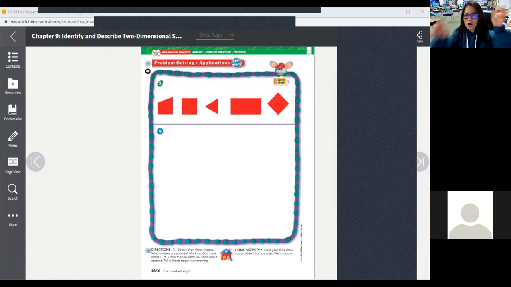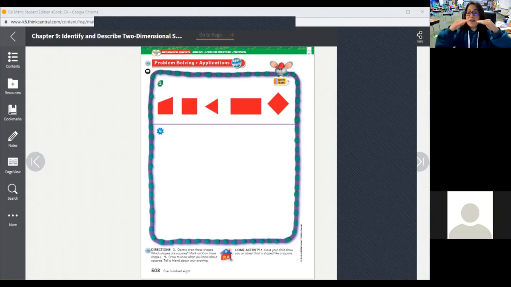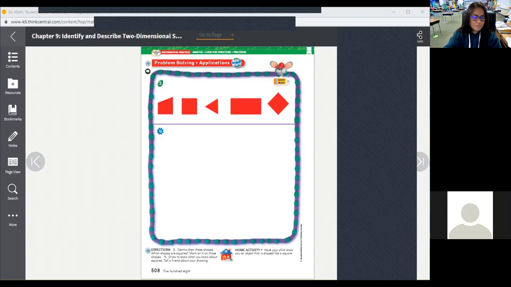What shapes are squares? Well, we already know what squares are, right? They have 4 sides, right? 4 sides that all connect. All the sides are the same. And it has 4 vertex, where the 2 lines meet, okay? So we're gonna mark all the ones that are squares. So go ahead and mark all the ones that are squares, and I'm gonna call on a few people to help me with these, okay?